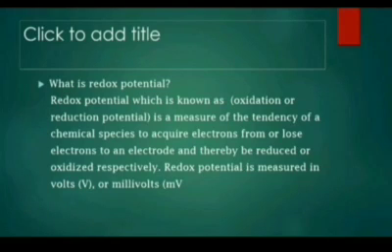Redox potential is basically the oxidation and reduction of chemical ions and atoms, which are losing or gaining electrons. Redox potential is measured in volts and millivolts, which are the scientific units of redox potential.